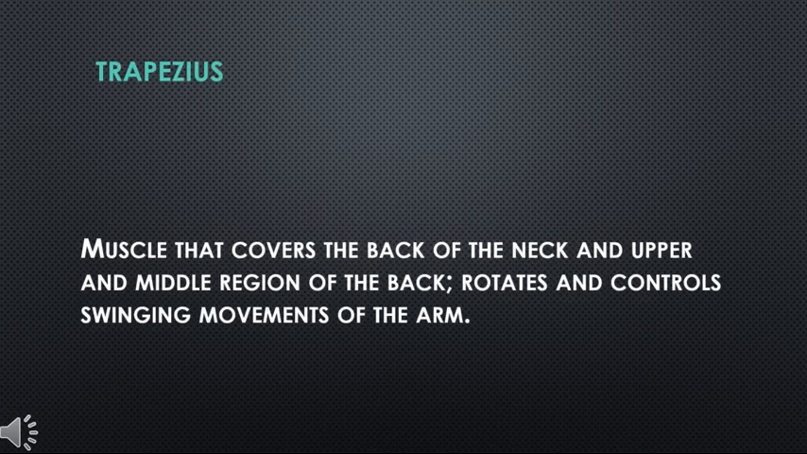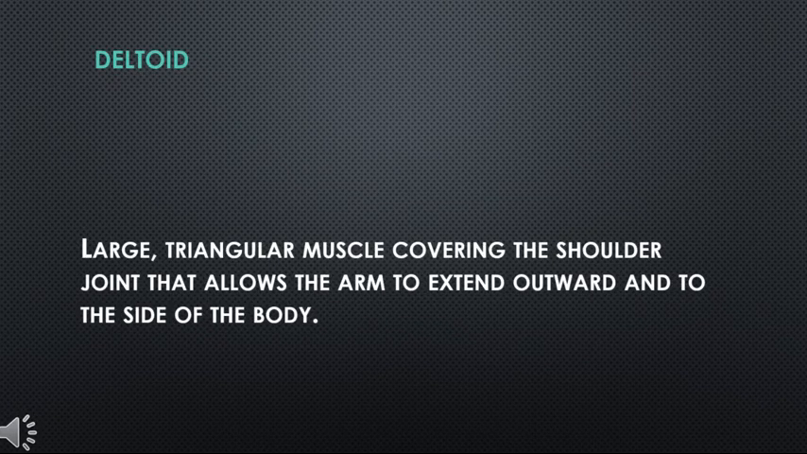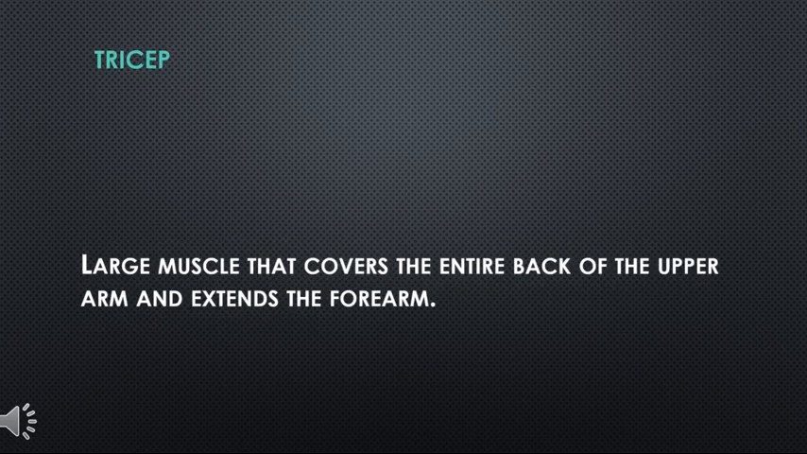Trapezius. Muscle that covers the back of the neck and upper and middle region of the back, rotates and controls swinging movements of the arm. Deltoid. Large, triangular muscle covering the shoulder joint that allows the arm to extend outward and to the side of the body. Tricep. Large muscle that covers the entire back of the upper arm and extends the forearm.